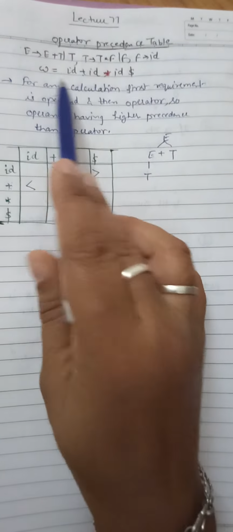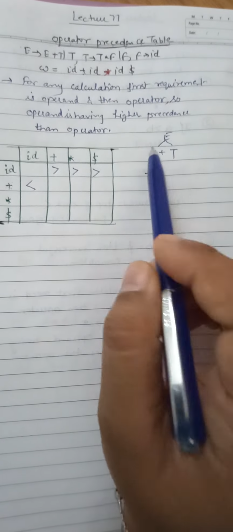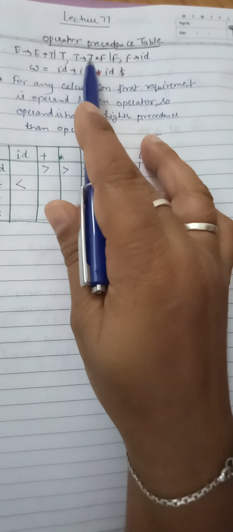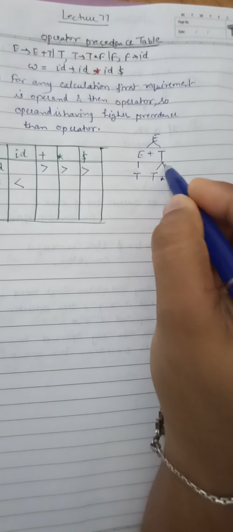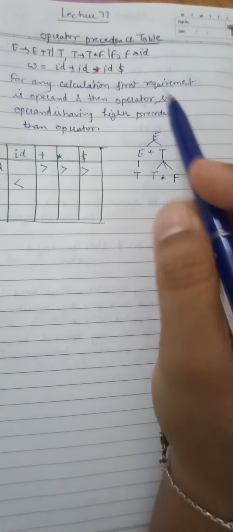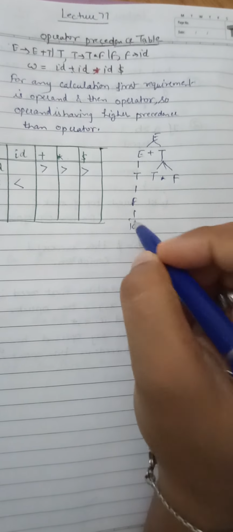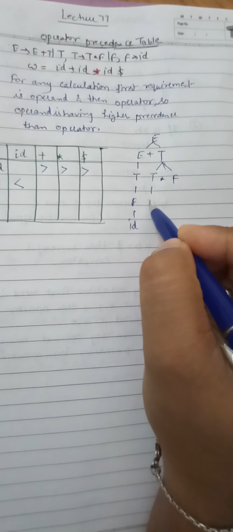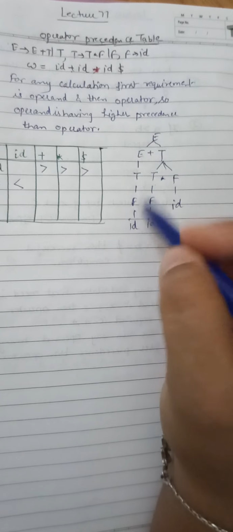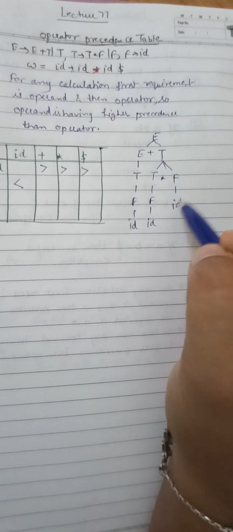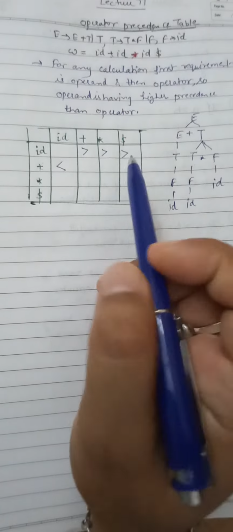So first we are making the tree for this string. E tends to E plus T. Now what is required? Multiplication is required. So further T tends to T star F, and E tends to T, and T tends to F, and F tends to id. So id plus T tends to F, F tends to id, then F tends to id. In that way we will get id plus id star id.